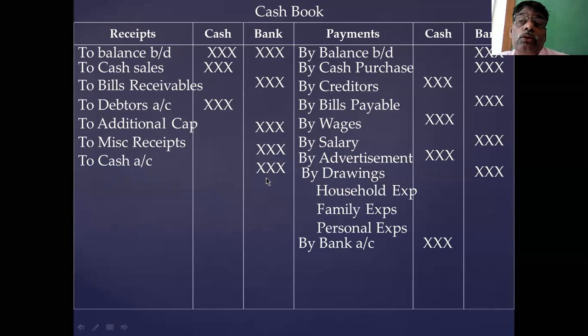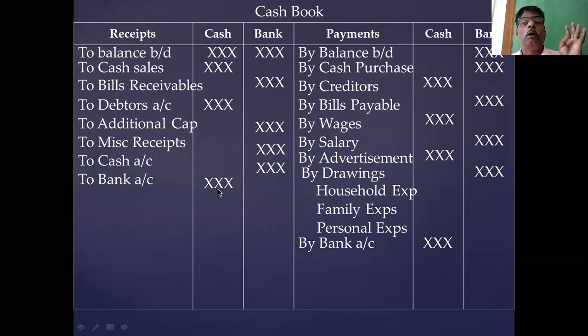Then cash withdrawn from the bank for office use. Cash withdrawn from the bank for office use means cash comes to office. Therefore you write on the debit side to bank and the amount in the cash column. Cash received. There is a receipt in the cash column. It is received from the bank. You have to make it a contra entry.